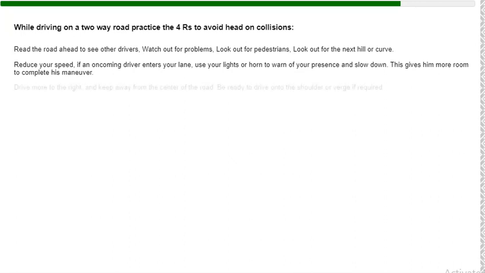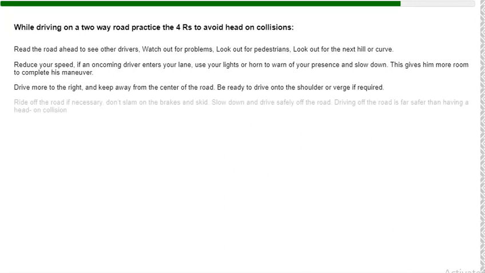Drive more to the right, and keep away from the center of the road. Be ready to drive onto the shoulder or verge if required. Ride off the road if necessary, don't slam on the brakes and skid. Slow down and drive safely off the road. Driving off the road is far safer than having a head-on collision.